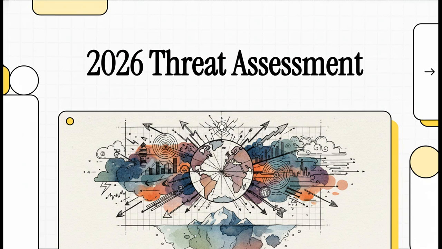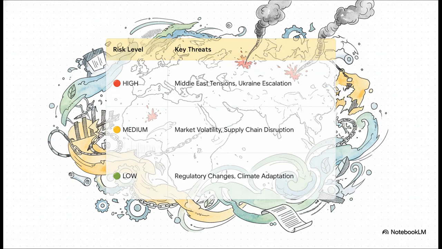Welcome. For 2026, global stability is being tested by a really complex web of interconnected threats. This briefing is designed to give you a clear-eyed assessment of those critical risks and, just as importantly, the analytical frameworks you need to navigate them. We're going to focus on the fault lines that could seriously disrupt both economic and political harmony. So let's get right to the bottom line.